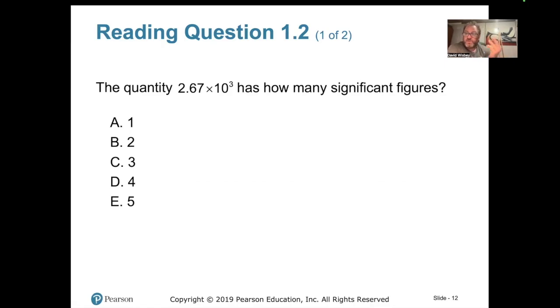When you're calculating things, you don't want to throw away those extra digits in the middle of your calculation. Wait till the end and then round off. We're going to talk a lot about this. This one has three: it's 2.67, and since it has three digits here, you have three significant figures. That's the rule. Now, if this number was 2.670, where they add that extra zero on the end, then that's four. But this one has three, so the correct answer is C.